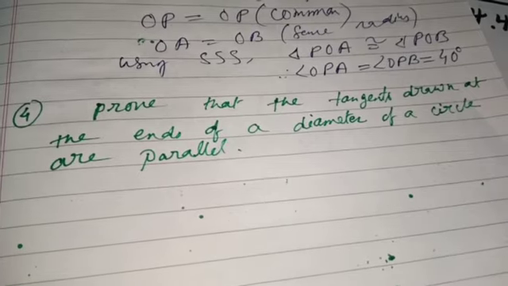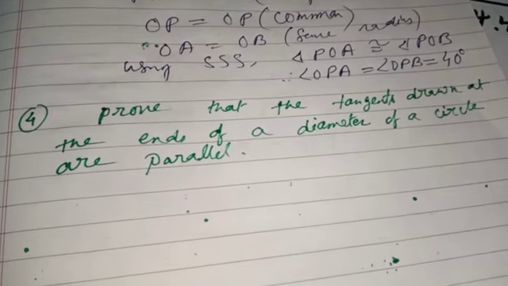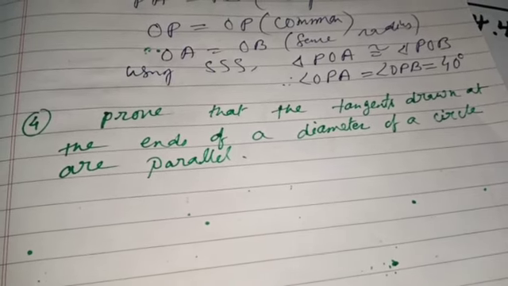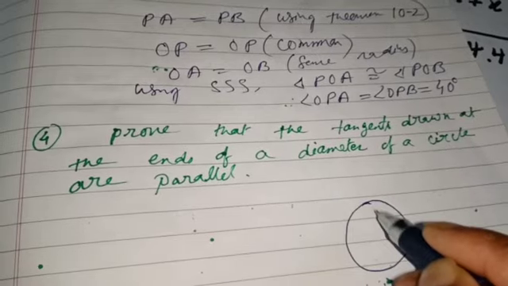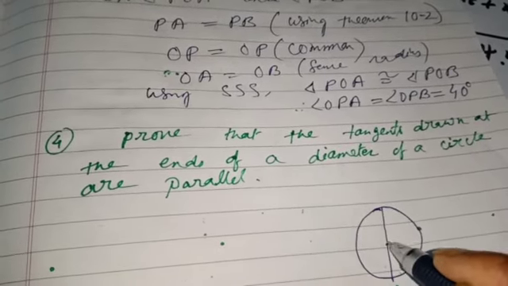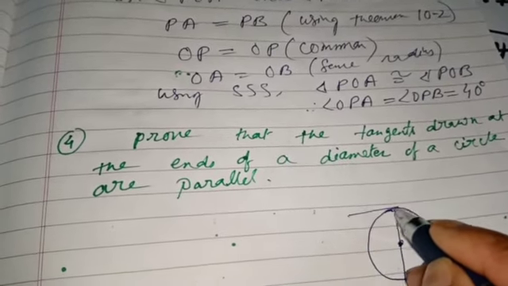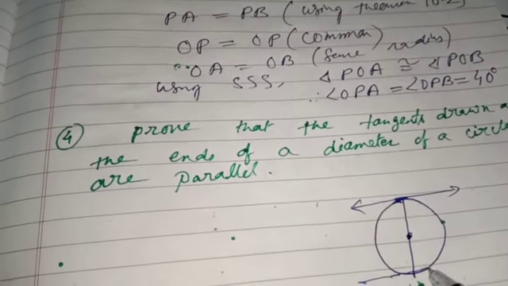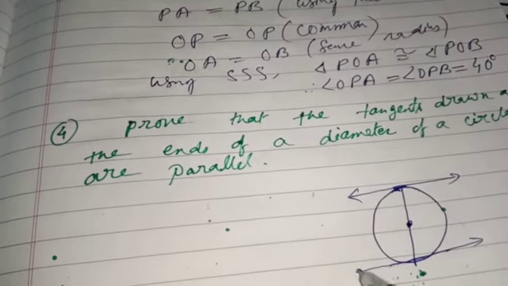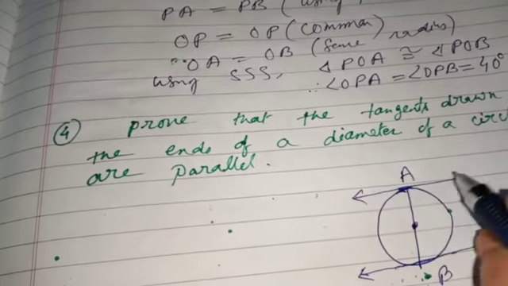Prove that the tangents drawn at the ends of a diameter of a circle are parallel. See, try to understand. This is a circle and this is the diameter. This is the center O. So this is the diameter. If you draw a tangent here, at one point, and also if you draw a tangent here, so this is A and this is B, then A and B here become the points of contact of these tangents.